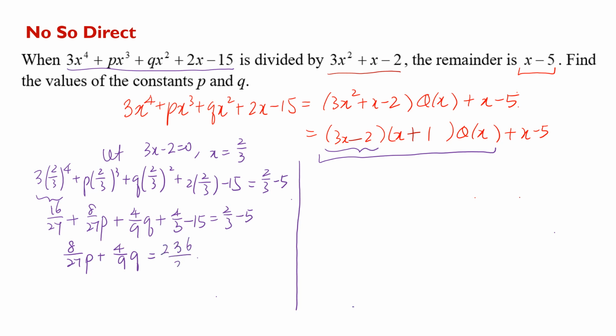You will get 236 over 27. So I'm going to multiply by 27 throughout. That will give me 8p, 4 over 9 times 27 gives me 12q, and 236 over 27 times 27 will give me 236. I'm going to call this equation 1.